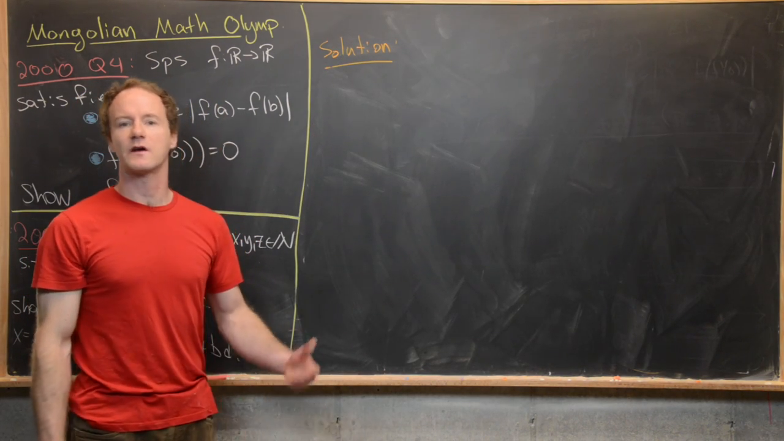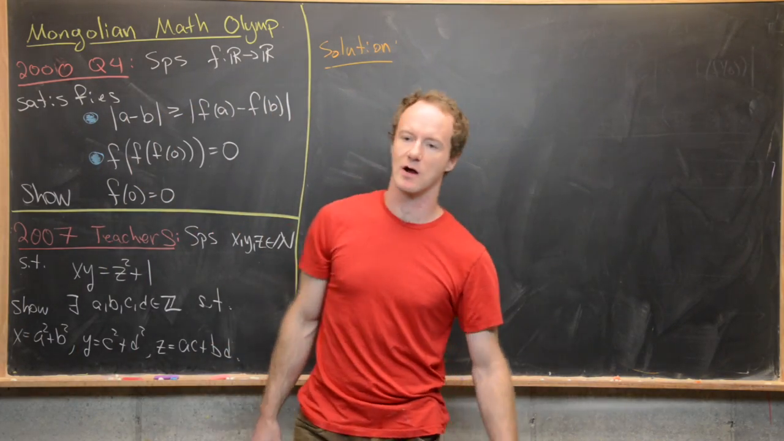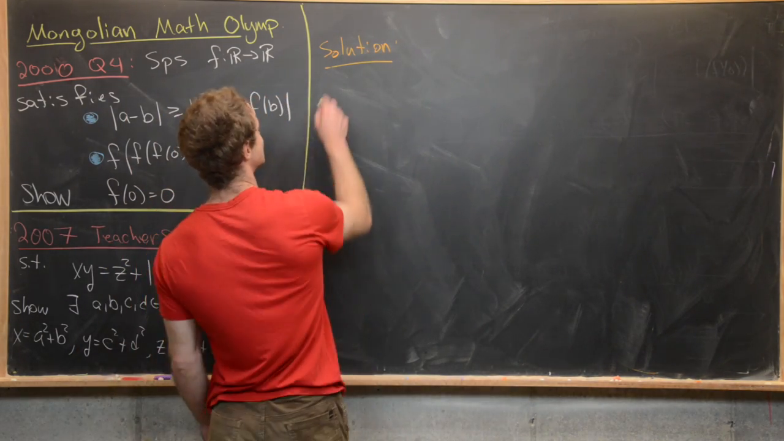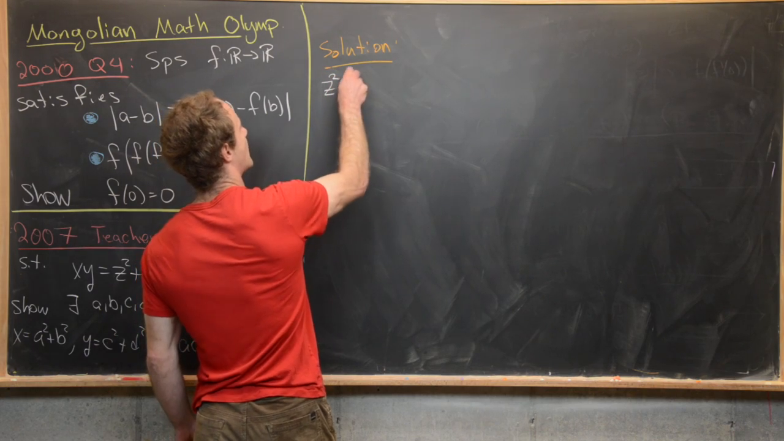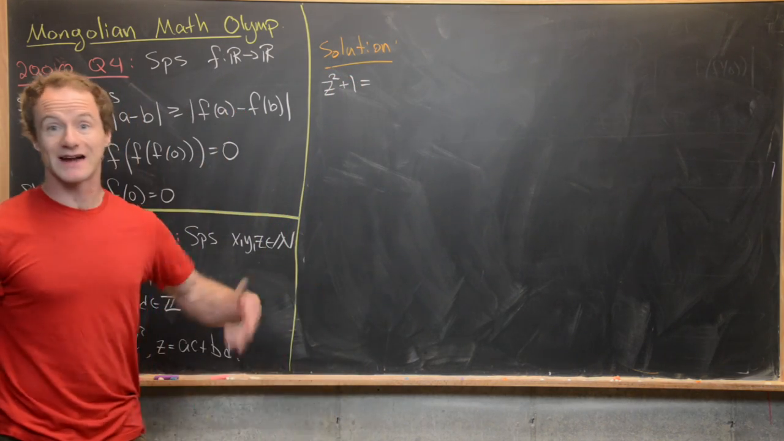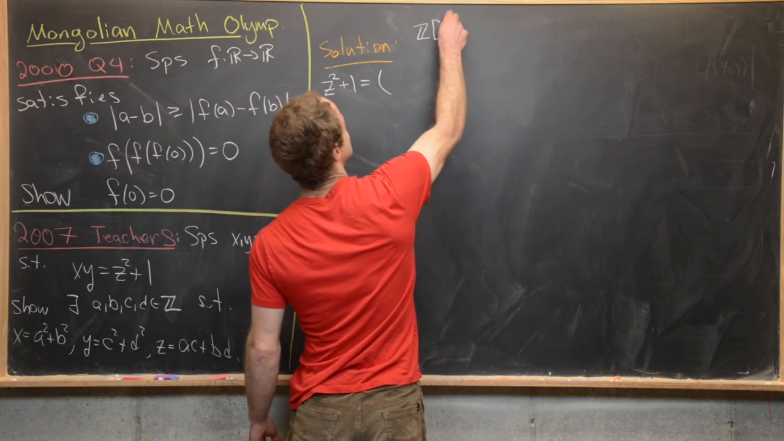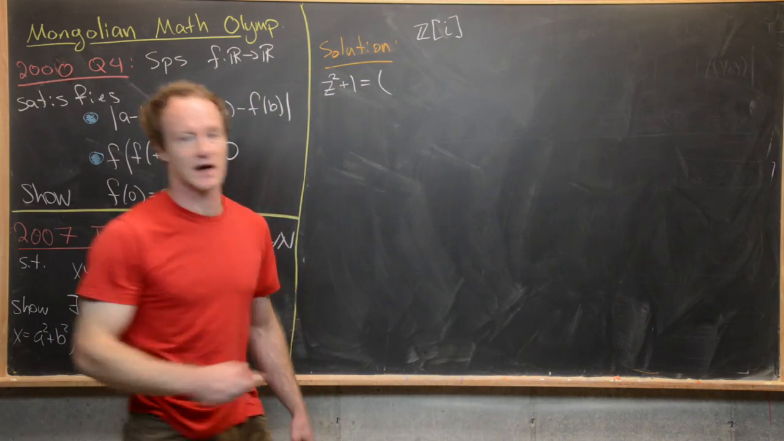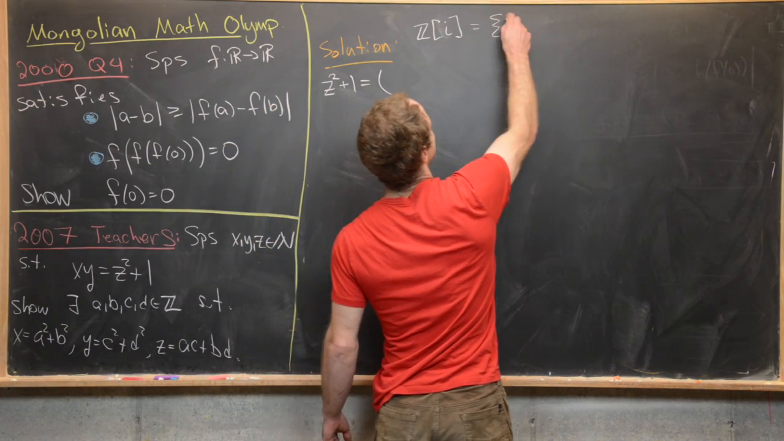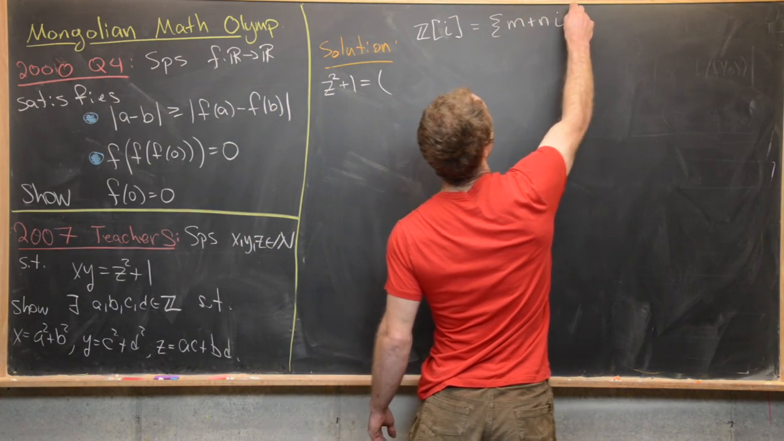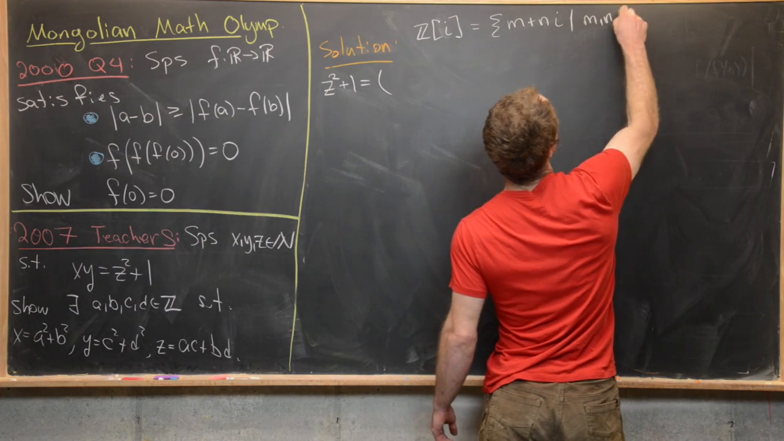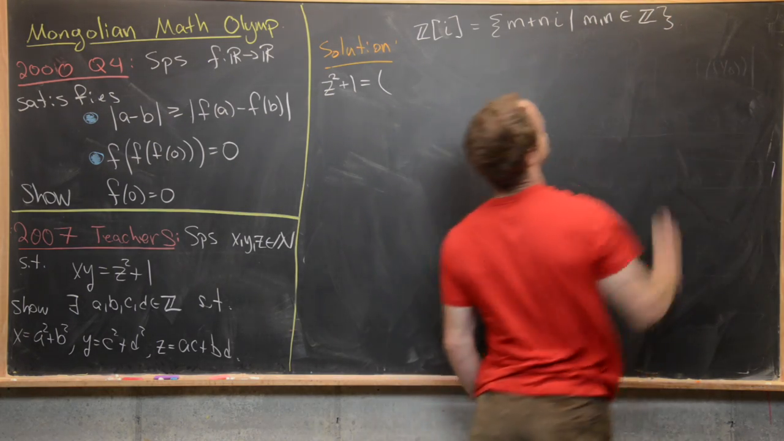Okay, now we're ready to look at this solution to the teacher's problem. First off, I want to take this z squared plus 1 and factor it over the Gaussian integers. So maybe first I'll recall what the Gaussian integers are. So Z adjoin i, those are going to be all numbers of the form m plus n times i, where m and n are integers.